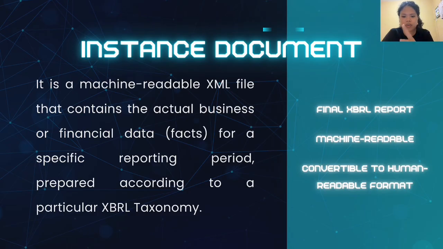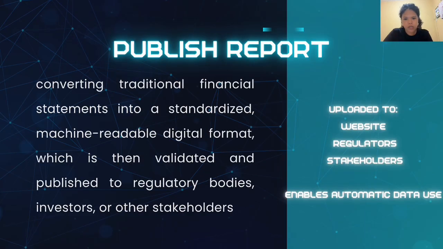Next is generating XBRL instance documents. From the tag database, the system generates an XBRL instance document, which is the actual financial report. This document is machine readable for automated analysis, and it can also be made human readable using style sheets. Lastly is the publishing and distribution. The XBRL report can be published internally through intranet, or to partners through extranet, or publicly through the internet. Users can then download and directly analyze the data using their systems.